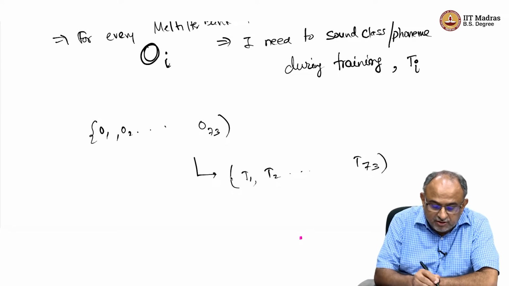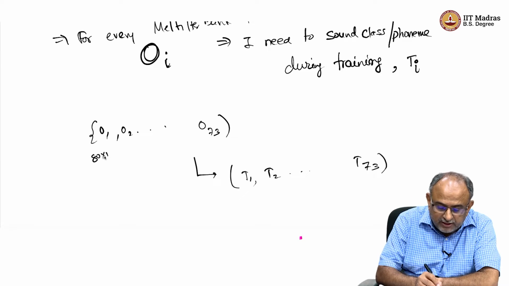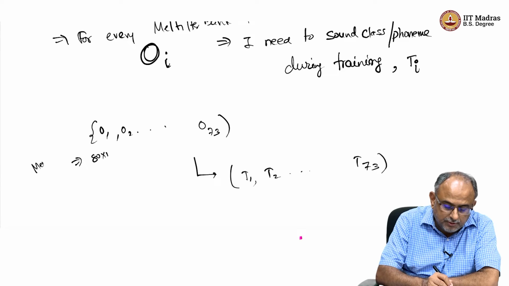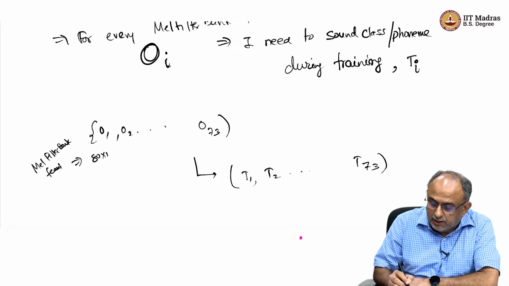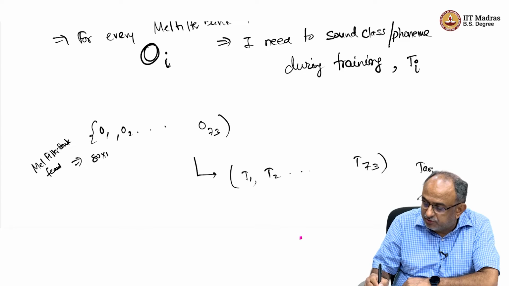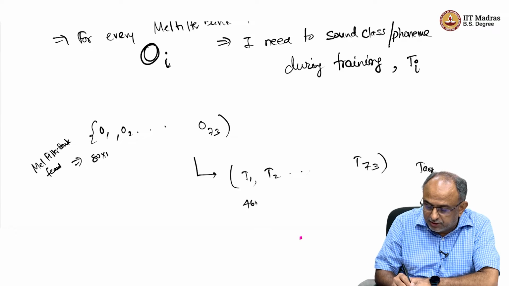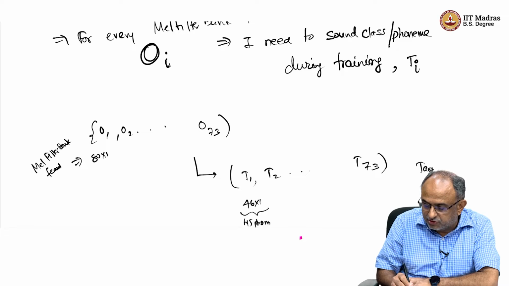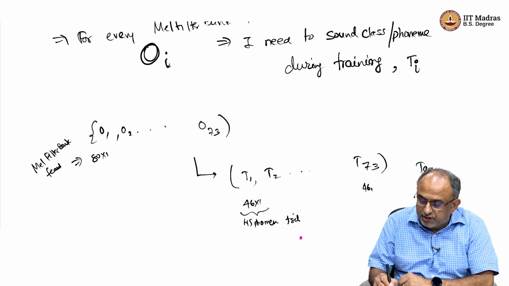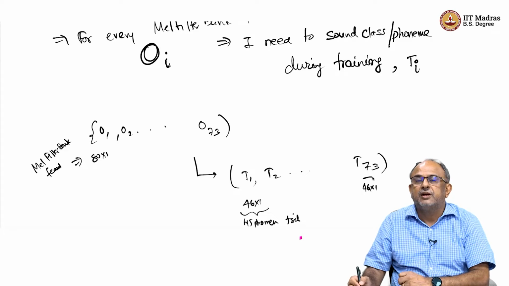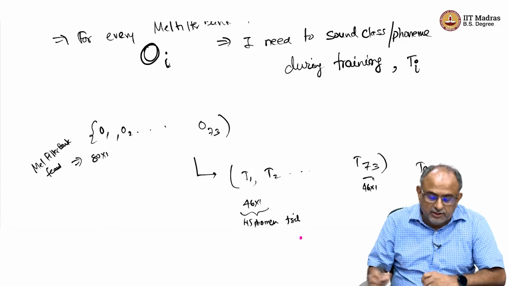And each of these will be an 80 dimensional vector. These are MEL filter bank features. And these are your targets, right. So, this will be 46 cross 1 or something if I have 45 phonemes plus silence also as one phoneme. So, the target will be one of these 46 sounds. So, each one of these is going to be a 46 dimensional vector. So, this is called the alignment.